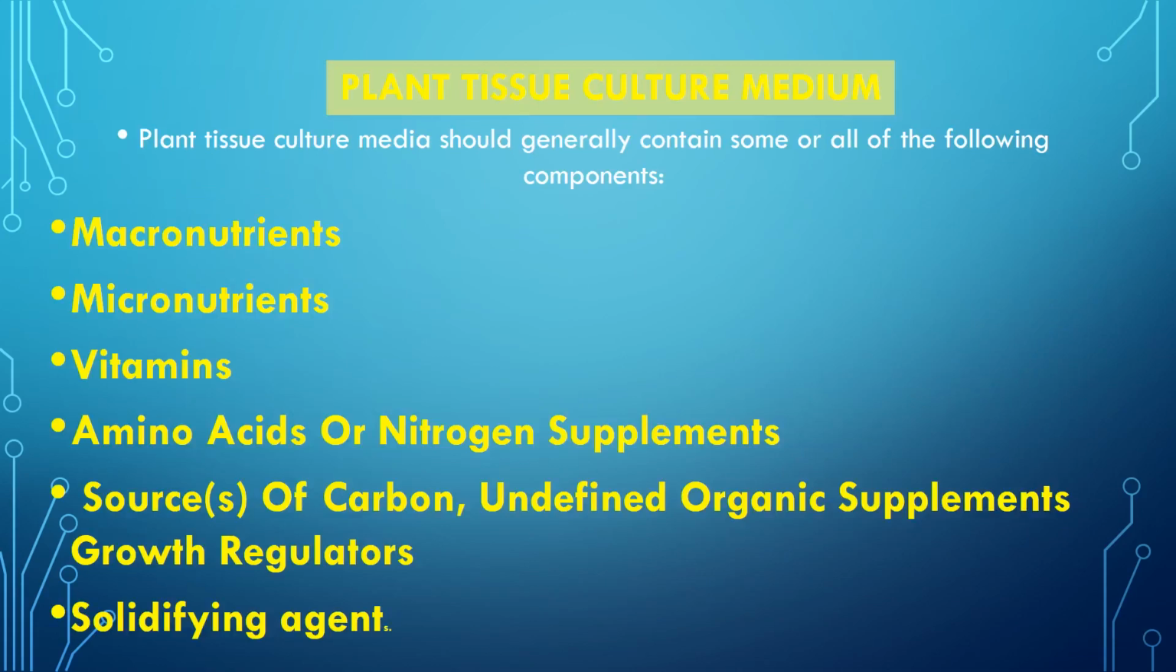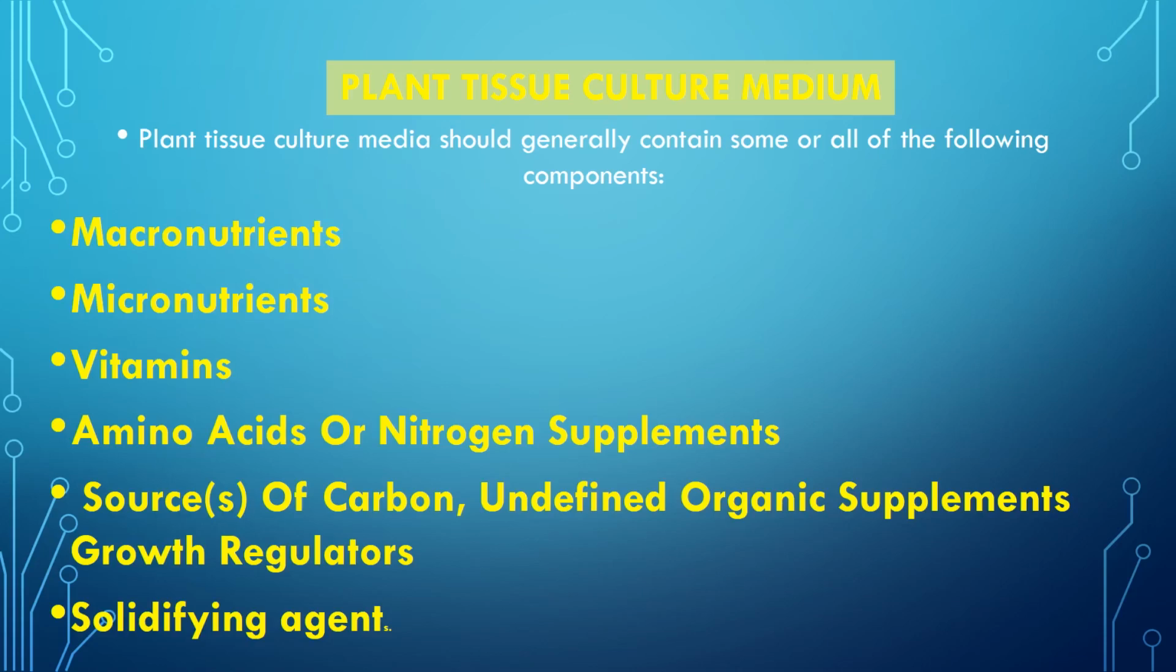Now let's see the most important requirement for plant tissue culture, that is the media. The plant tissue culture media should generally contain some or all of the following components. The plant tissue culture medium should contain the inorganic salts, that is the macro elements, also called major salts, and micro elements, also called minor salts.